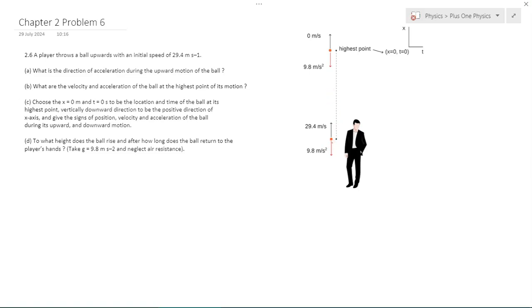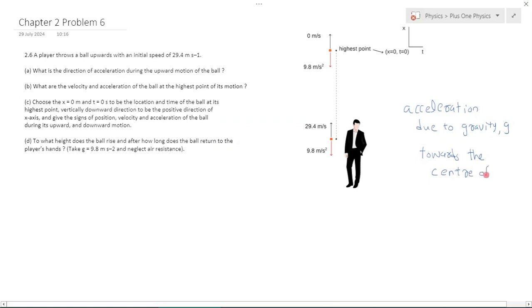The only acceleration vector is acceleration due to gravity. It is represented by g, and its direction is always towards the center of Earth. So that's the answer to the first question.